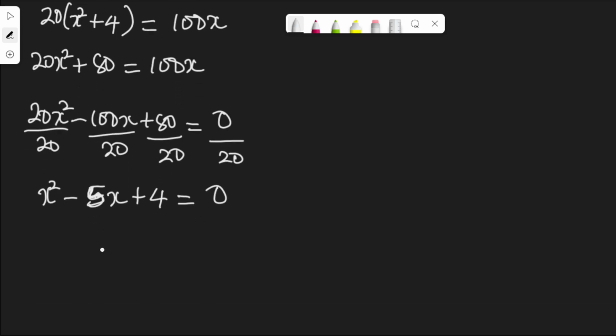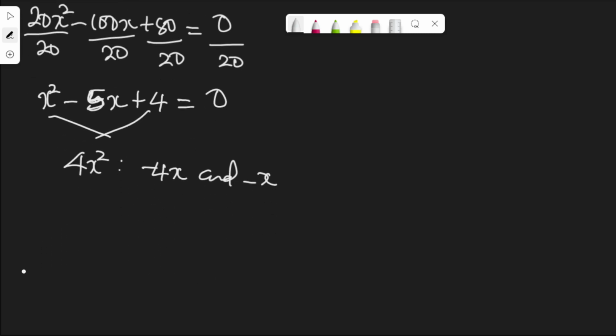So we have a quadratic equation here. We look for two factors of 4x squared, as x squared times 4 is 4x squared, that can add up to this middle term. That should be 4x and 1x. Since this is negative 5x, both of them have to be negative. So I have negative 4x and negative 1x, which when added together will give us negative 5x. So now that we know the factors, we replace the middle term with the factors so that the equation becomes x squared minus 4x minus x plus 4 equal to 0.